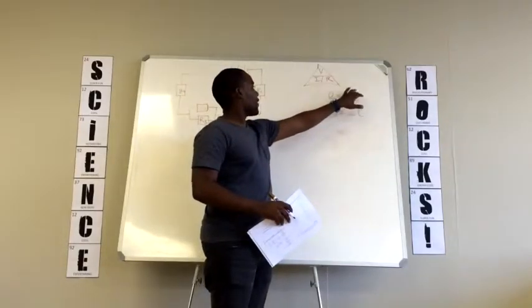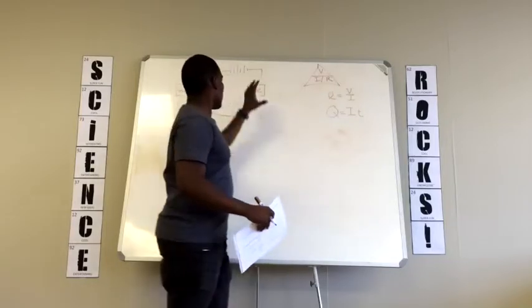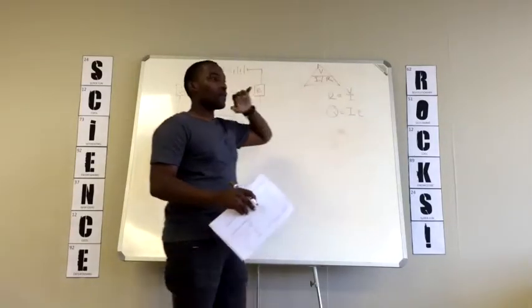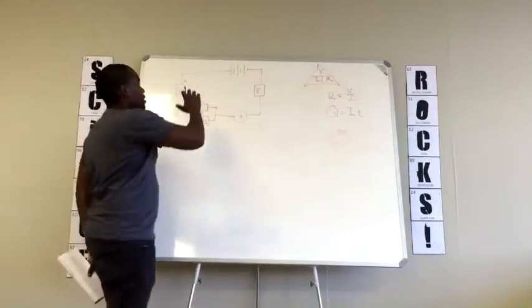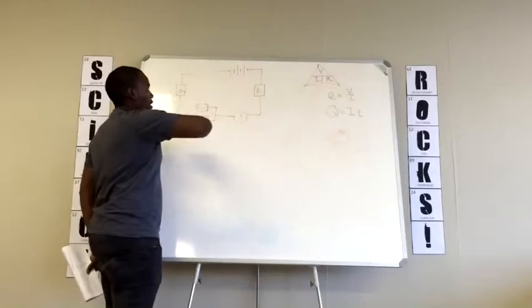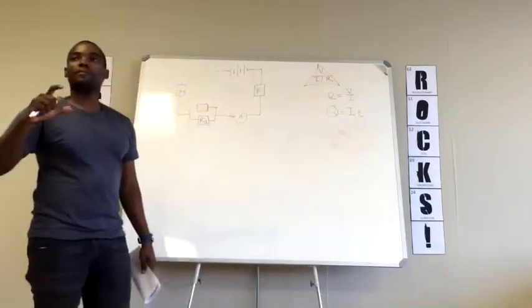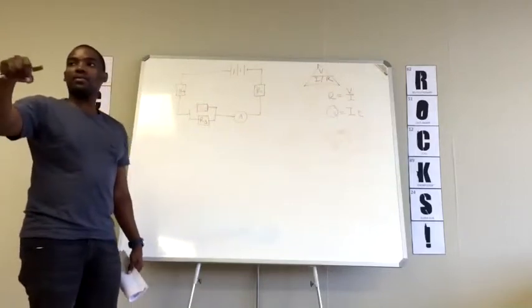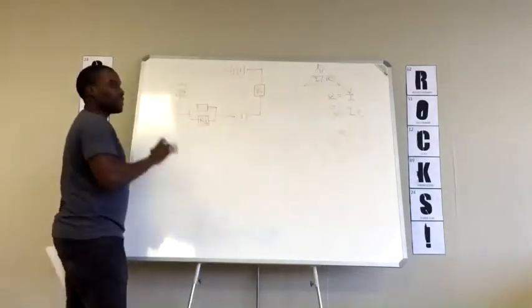R is equal to V over I, that's our Ohm's law, where our resistance in a component is equal to the potential difference across that component divided by the current. A few things I want you to remember. When we deal with current, how does current act in series versus in parallel? And in series? Same. Okay. So current splits in parallel and it's the same in series.